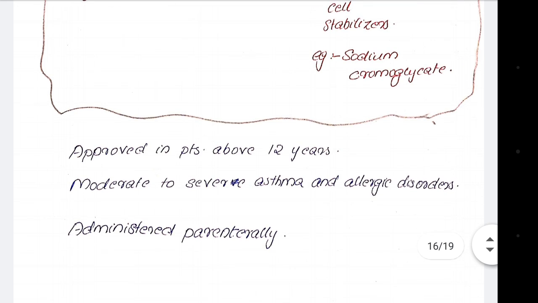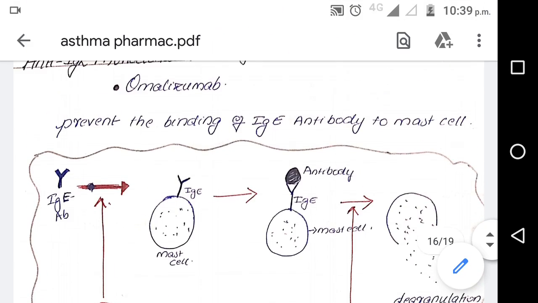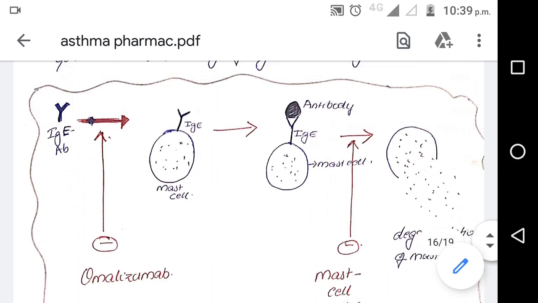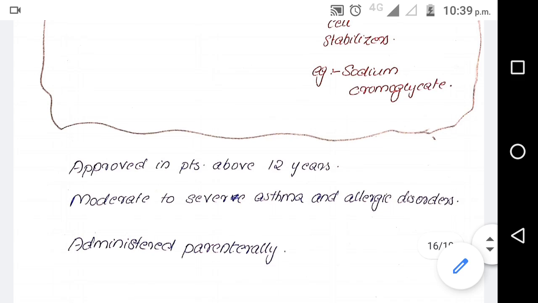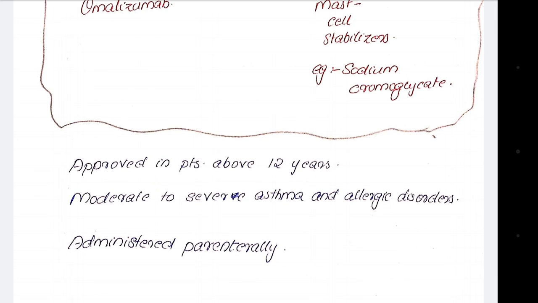To be precise, one important thing is that anti-IgE monoclonal antibody should not be given to patients who are less than 12 years of age. It is given in case of moderate to severe asthma and also in case of allergic disorder. It is administered parenterally.